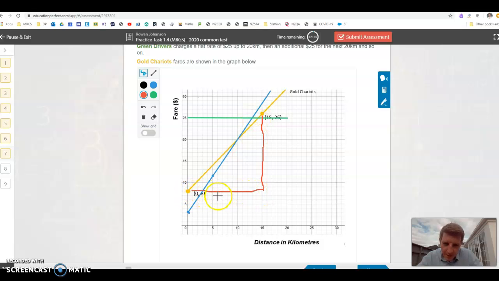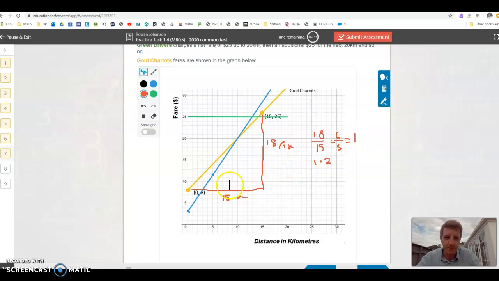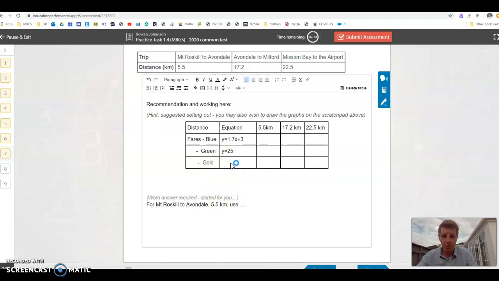So I've gone across 15. And I've gone up from 8 to 26, and that's up 18. So that's my rise, and that's my run. So my gradient is going to be 18 over 15. And if I use a calculator, or I can simplify that down to 6 over 5, I'm going to see that's 1.2. Oh, it doesn't show there. 1.2. So my gold one is going to be y equals 1.2, or $1.20 per kilometer, plus my starting point, which was 8.